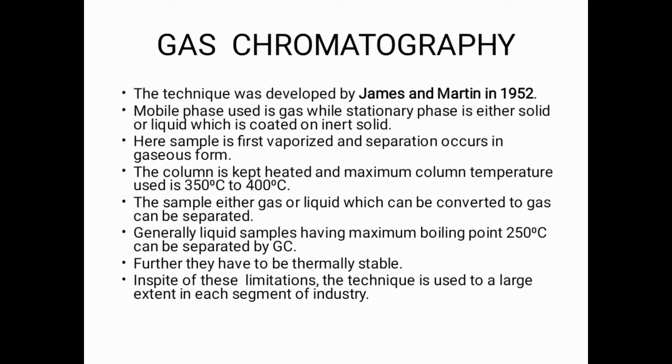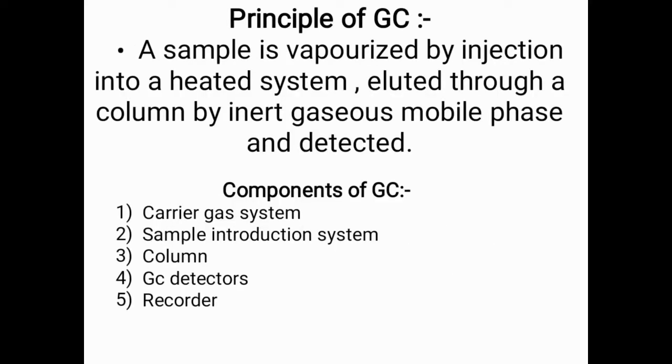Further, they have to be thermally stable, and in spite of this limitation, the technique is used to a large extent in each segment of industry. Now, moving towards the principle of gas chromatography: a sample is vaporized by injecting it into a heated system and eluted through a column by an inert gaseous mobile phase, and then it gets detected. There are approximately 2 lakh GC instruments used worldwide, and the primary components of a gas chromatograph are the carrier gas system, sample introduction system, column, which is a versatile component, then GC detectors and recorders.